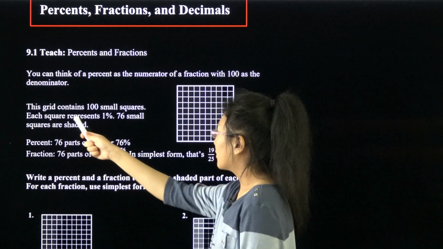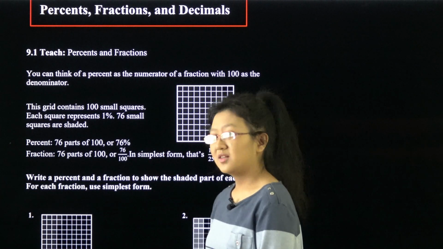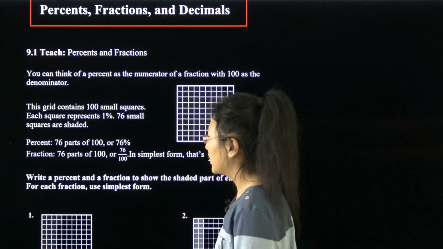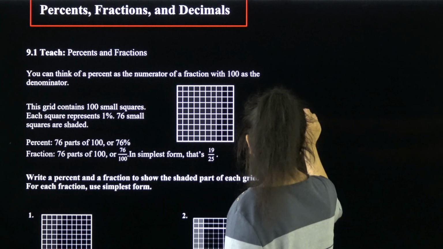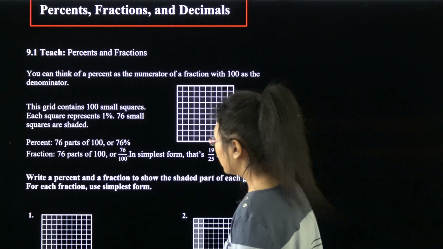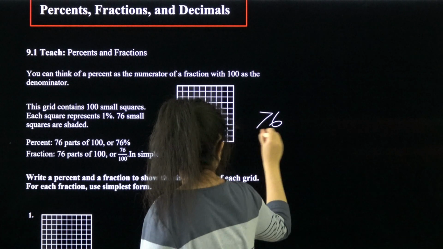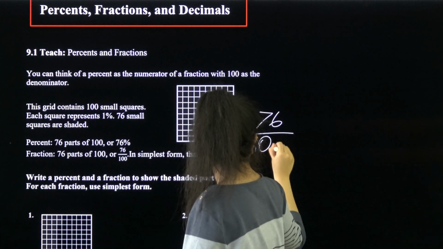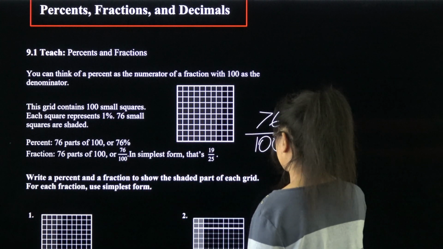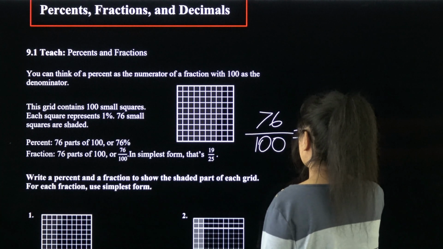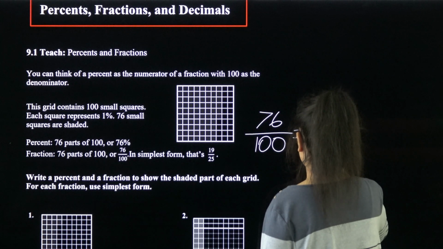So here's an example. This grid contains 100 small squares. Each square represents 1%. 76 small squares are shaded. So the percent is 76 parts of 100, so it's 76%. But the fraction is 76 parts of 100 too, so it would be 76 over 100. Now, in the simplest form, since 76 and 100 are both divisible by 4, it would be 19 over 25.